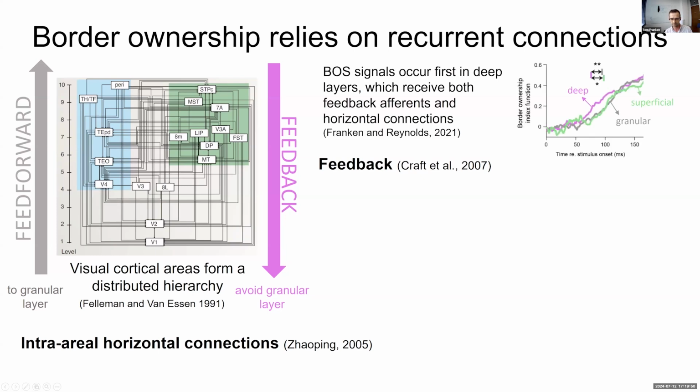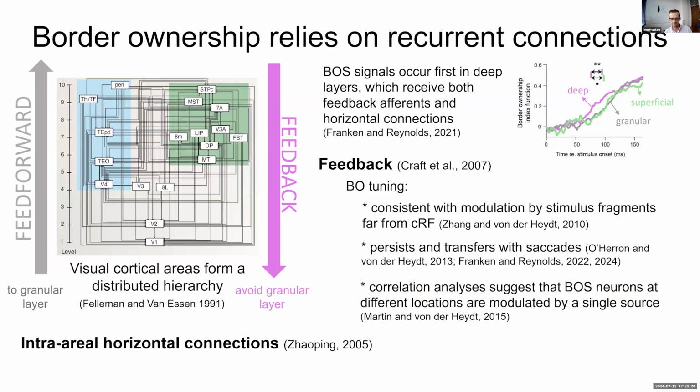And that's what we did in an earlier study, where we found that border ownership signals were first computed in neurons in deep cortical layers and only later in granular layers. And this was done in V4, which is here in the hierarchy. So this means that V4 doesn't simply inherit border ownership signals from V2, where we know there are already a lot of border ownership cells present. But instead, it seems that deep layer neurons in V4 rely on recurrent inputs to compute border ownership.